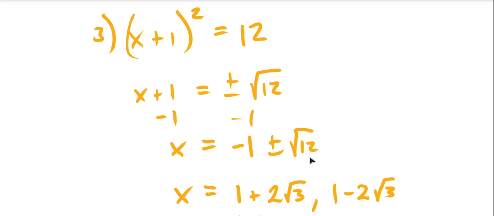Remember, the square root of 12 is the square root of 4 times 3, so we can pull out a 2 from each one of these and write this as minus 1 plus 2 square roots of 3 and minus 1 minus 2 square roots of 3.